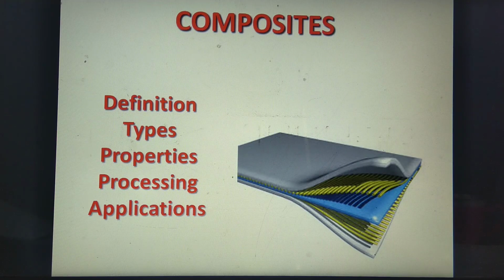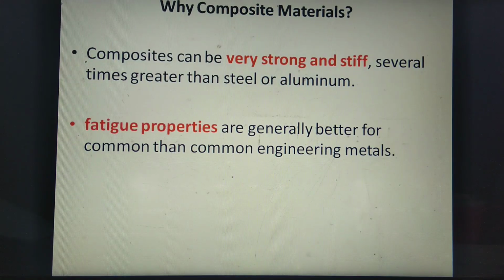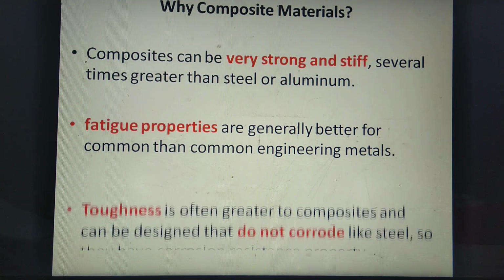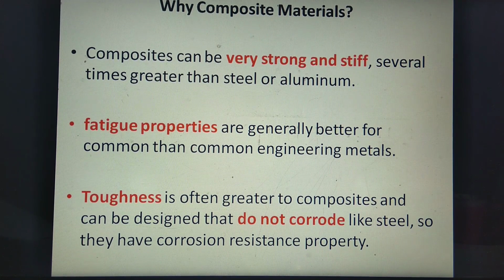That is, the composite is defined with the help of the matrix and fiber. The composites may possess the property of being very strong and stiff. Several times it will be very much greater than that of steel or aluminum. And also its fatigue properties are generally better than common engineering materials. Toughness is often greater in composites, and they can be designed so that they do not corrode like steel. So they have a high corrosion resistance property also.